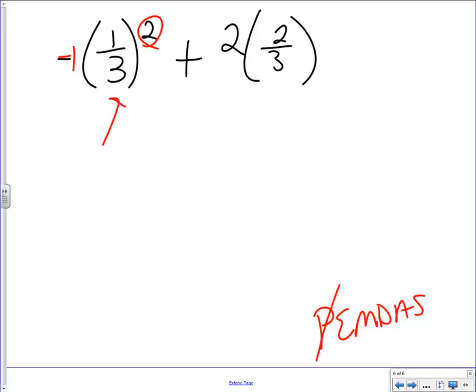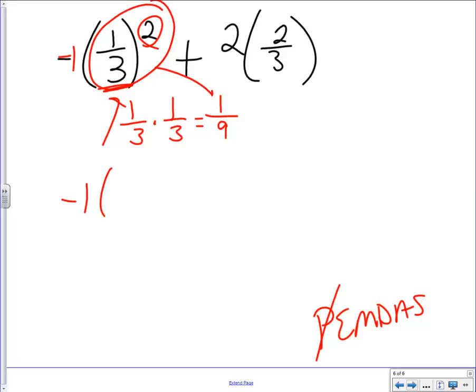So I have 2 of whatever's inside the parentheses. And so that means I have 1/3 times 1/3. It doesn't simplify, so I multiply across the top and across the bottom, and I end up with 1/9. So this piece is now 1/9. And I still have that -1 on the outside left over.